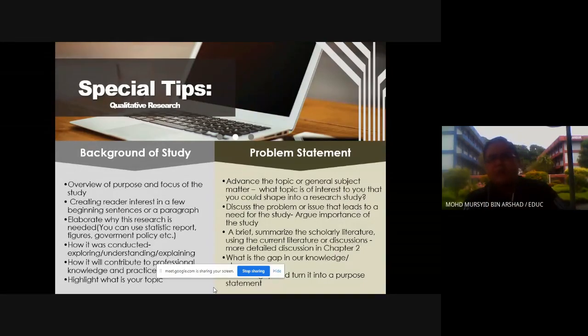So you can see the difference between the background study and the problem statement. So this component in the problem statement is supposed to fit with that. So now the issue is, how do we write that? Right? Are you ready? How do we write that?